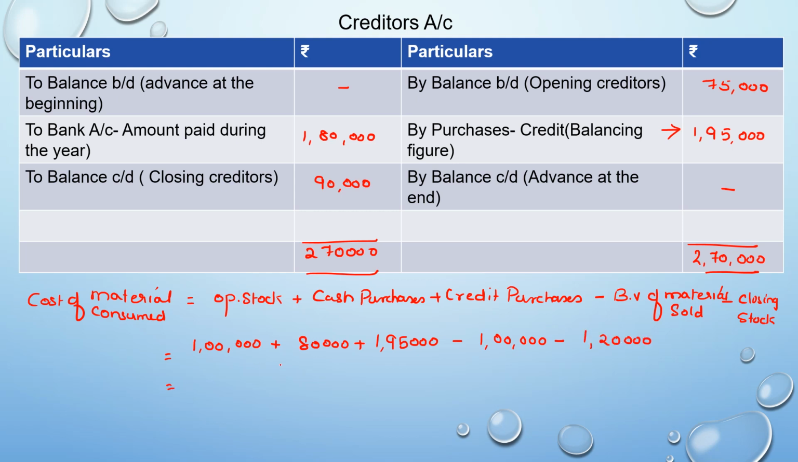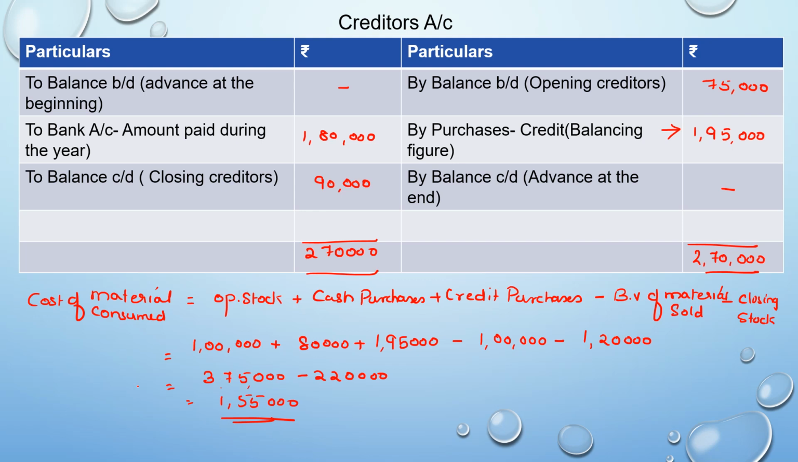Now add these three up. So it comes to 3,75,000. From that we subtract off 2,20,000. So we are left with 1,55,000, which is the cost of material consumed. So I hope that is clear how we did the calculation for this using the accounts method.